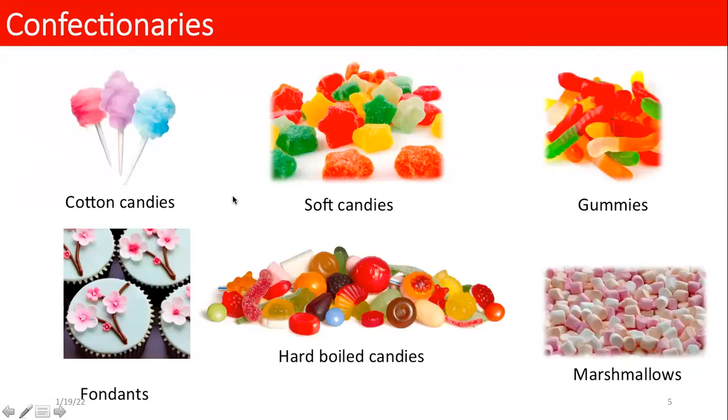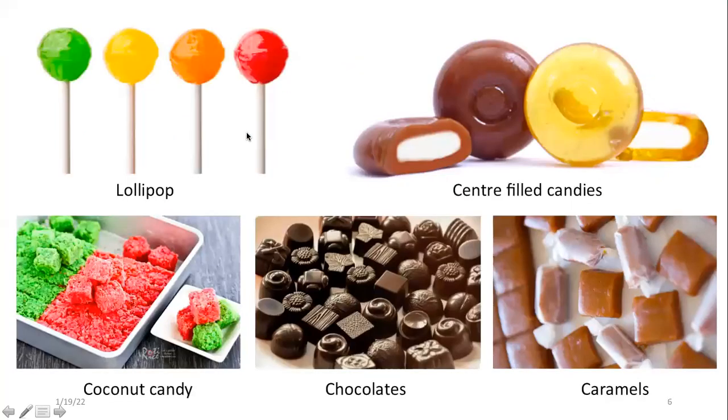Here you can see different types of confectioneries: cotton candies, soft candies, gummies, fondants, hard boil and marshmallows. So there are different types of confectioneries available. You all have experience of how to develop this type of confectioneries. You have developed some types of confectioneries in the laboratory, so I am not going to explain in detail.